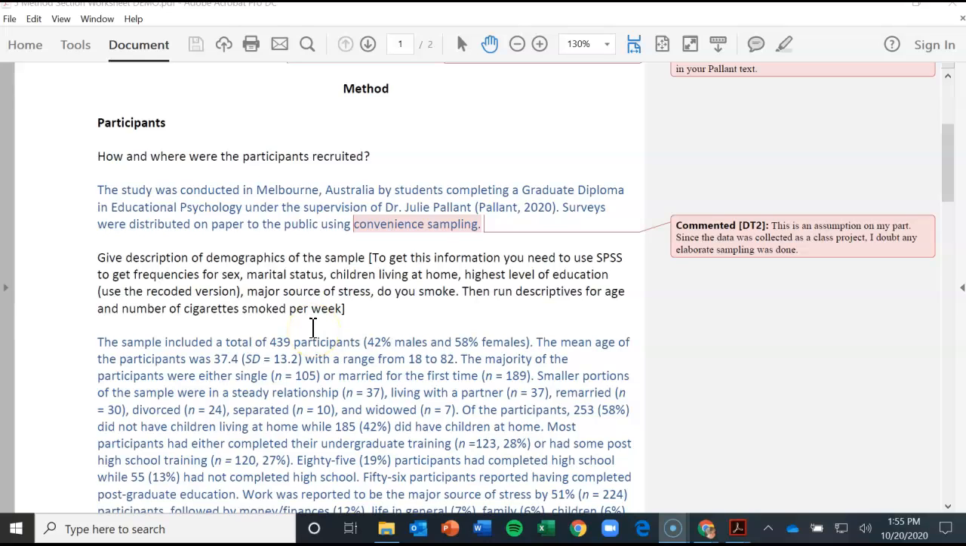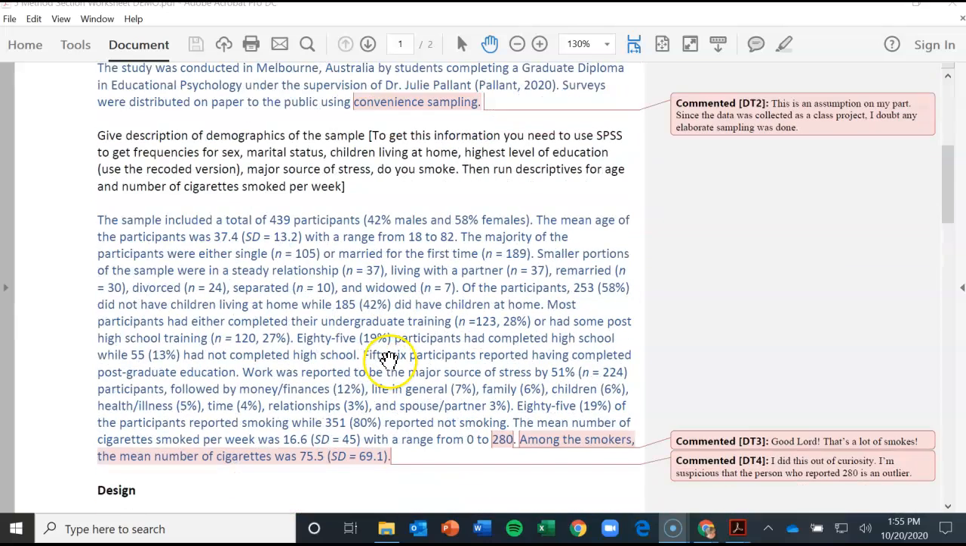this was a class project completed by graduate diploma in educational psychology students who were in Dr. Pallant's class. Now, as I constructed this sentence, I did note that that's where this data comes from, and I cited the source. I made a guess here that the probable sampling technique was convenience sampling, since it was a student project.